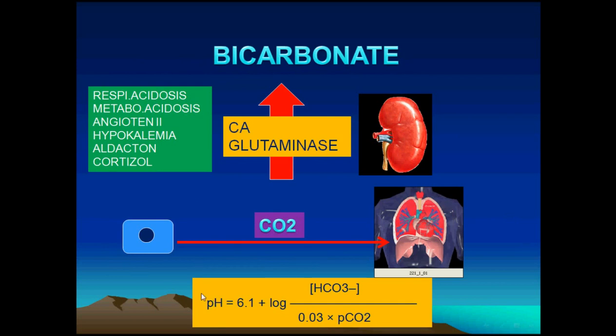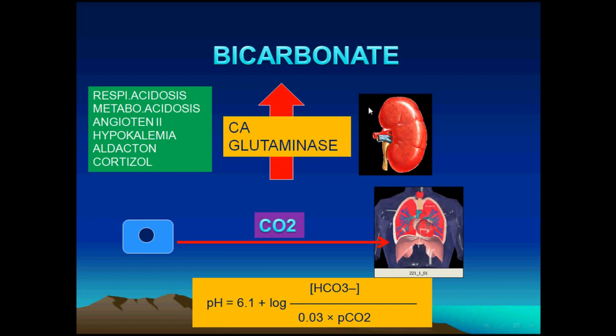Again, when you look at the pH, you have to consider that the pH is the result of a change of two things: bicarbonate and carbon dioxide. As you have mentioned before, an increase in bicarbonate will be associated with an increase in carbon dioxide to keep the pH normal. A decrease in bicarbonate will be associated with a decrease in carbon dioxide to keep the pH normal.